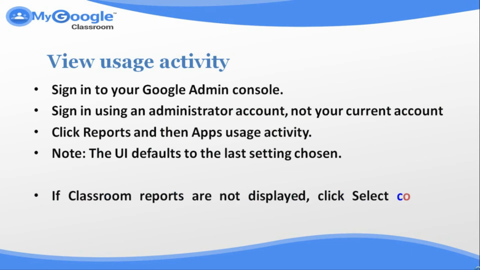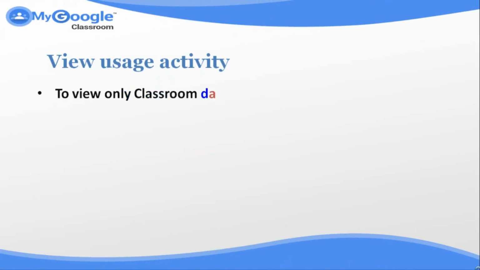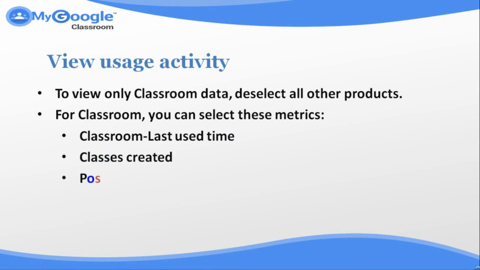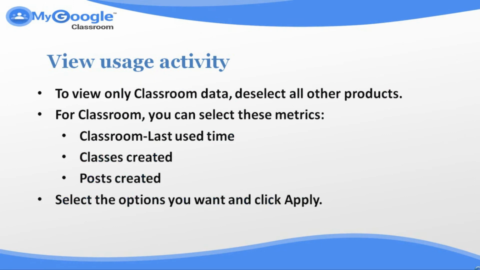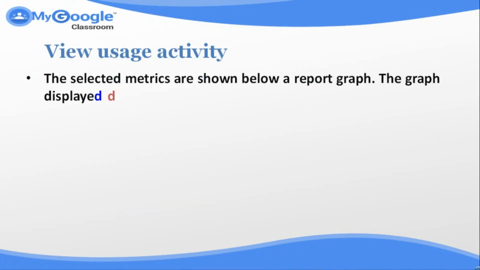Note the UI defaults to the last setting chosen. If Classroom reports are not displayed, click Select Columns, and make sure Classroom reports are selected. To view only classroom data, deselect all other products. For Classroom, you can select these metrics: last used time, classes created, posts created. Select the options you want and click Apply. The selected metrics are shown below as report graphs.